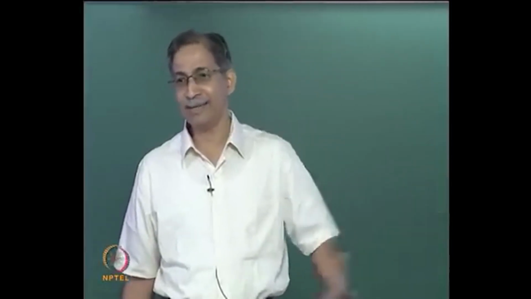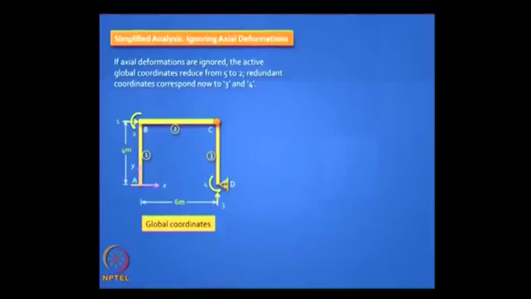Now let us see how to take advantage of axial deformation. One way to get the solution if you are writing a program is to put EA tending to infinity there, a large value of EA, you will get the solution without axial deformation, because if axial rigidity is infinitely large, axial deformation is small, that is what you get. But let us do it this way now.